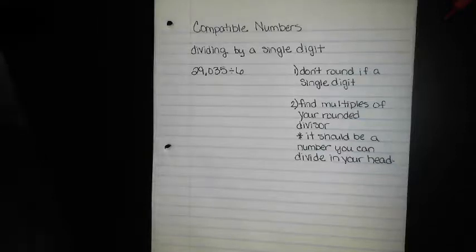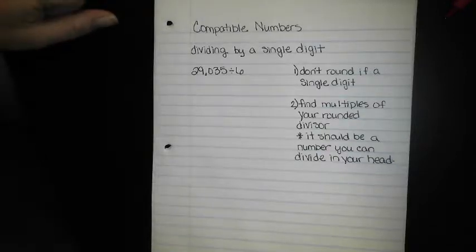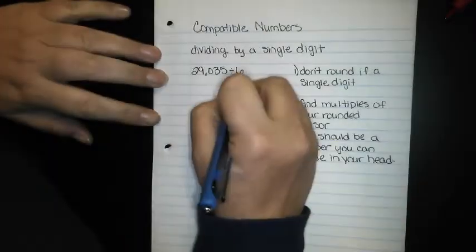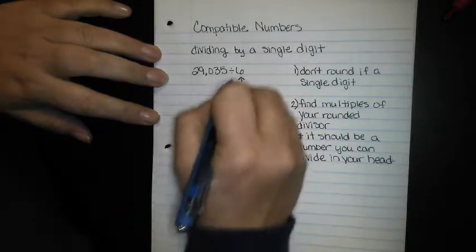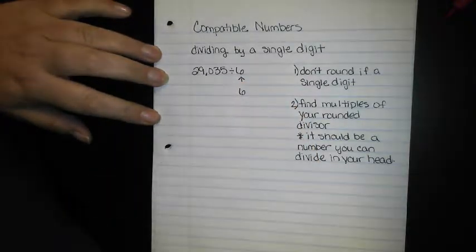Hey guys, I wanted to go over compatible numbers with you. We're going to start off by dividing with a single digit. The first thing I want you to remember is that you do not round if the divisor is a single digit. In the case of this, our divisor is 6. So we are not going to round it. It is going to stay 6.